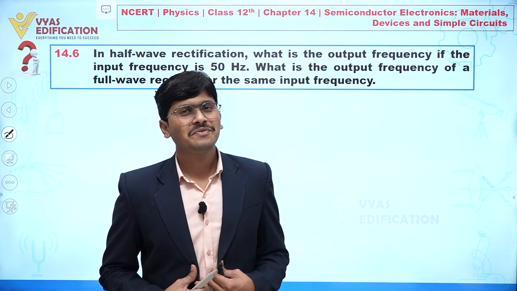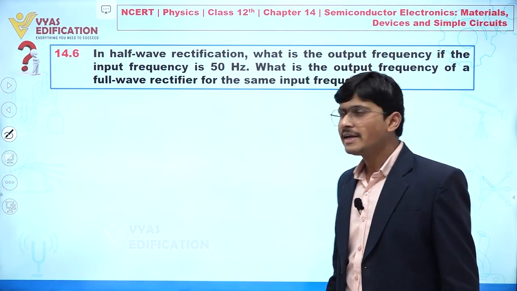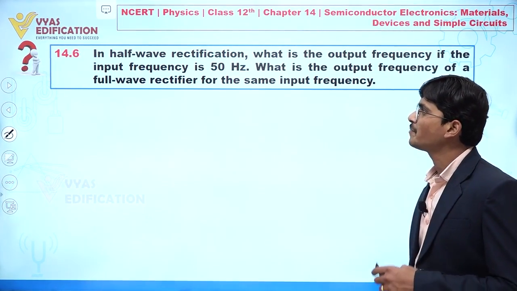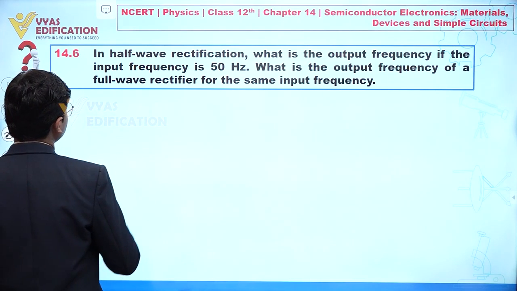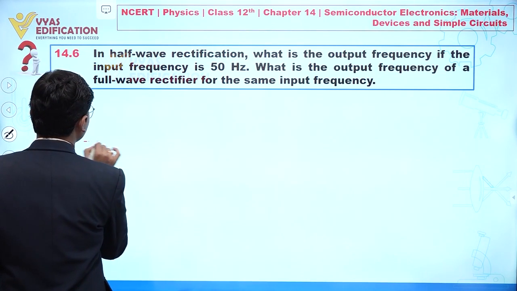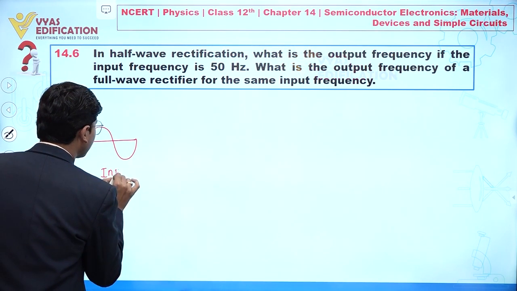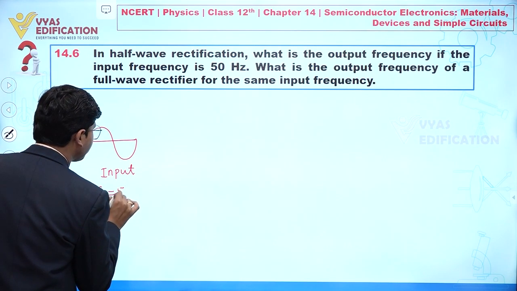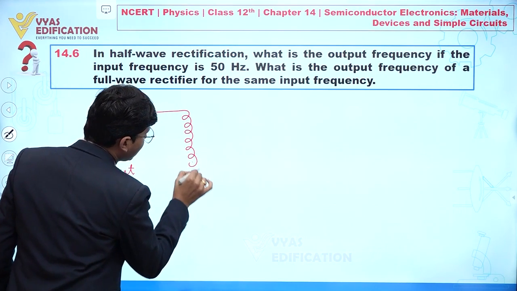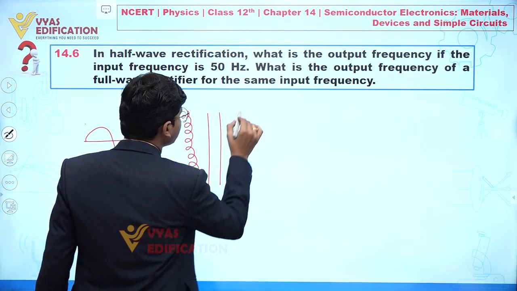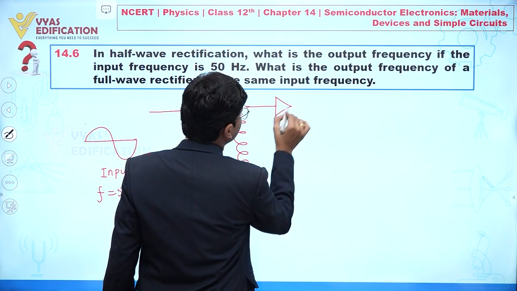Now dear student, we are going to discuss question number 14.6. In this question it is given, in a half wave rectifier what is the output frequency if the input frequency is 50 Hz. Let's suppose this is the input wave, and the frequency of this input wave is given as 50 Hz. Now let's suppose this side we have an expression like this, and I am connecting a diode like this.